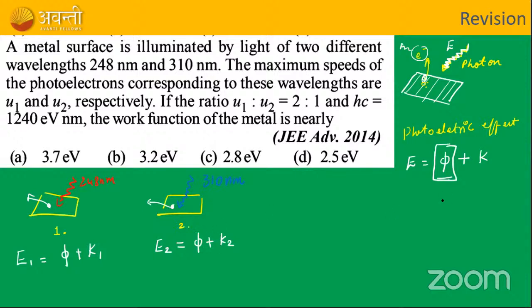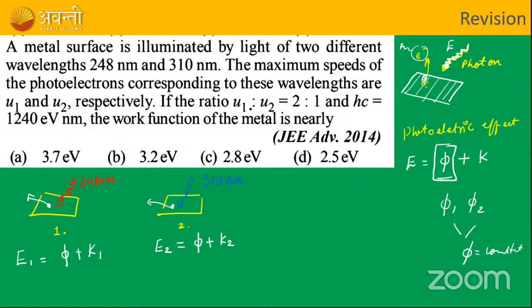You might ask me, sir, why are you not writing phi 1 and phi 2 rather than phi in both cases? Because phi is a constant. It depends only on the metal. It's a constant value. It doesn't depend on any other criteria. Phi always depends on the material. Since I'm using the same metal plate, phi will be the same.